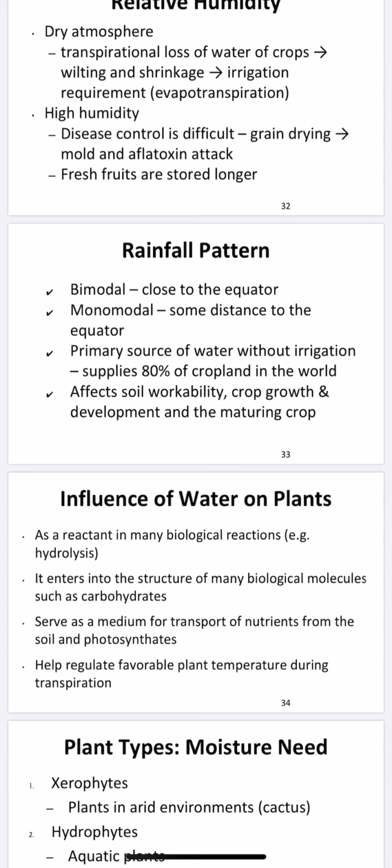It affects soil workability, crop growth and development, and the maturing crop. So typically in the Philippines, we just depend on rainfall. That's why in Israel or in other countries where rainfall is very limited, they were the ones who actually discovered the irrigation system, no? Drip irrigation, because of their limited rainfall.